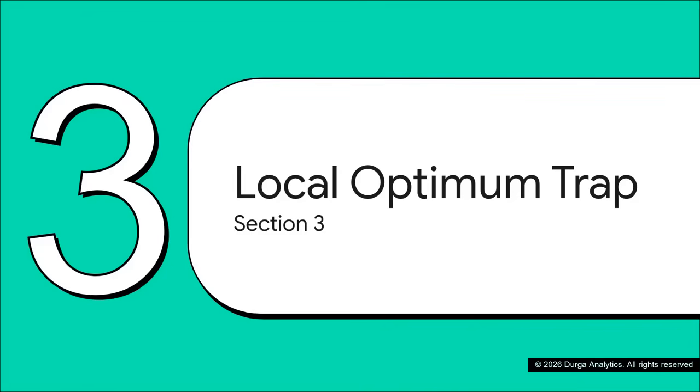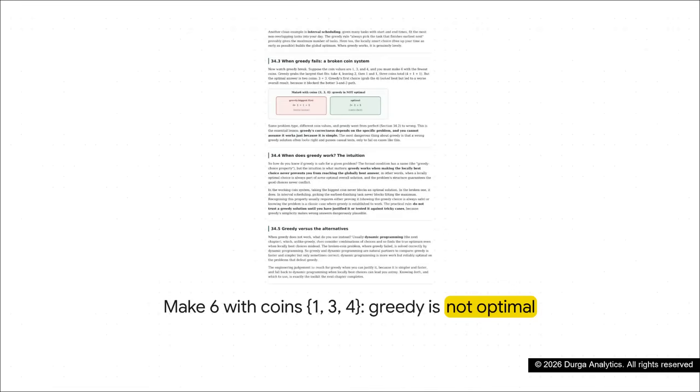But here is where things get a bit dangerous. Section 3, the local optimum trap. Suppose we introduce a broken coin system with values 1, 3, and 4, and you need to make 6 using the fewest coins. Well, a greedy algorithm does what it does best. It grabs the largest coin that fits, which is the 4. That leaves 2, which then requires 2 1s. So greedy gives us 3 coins total, a 4, a 1, and a 1.